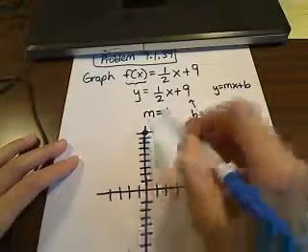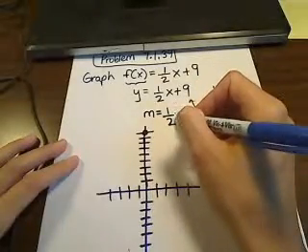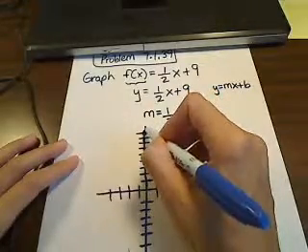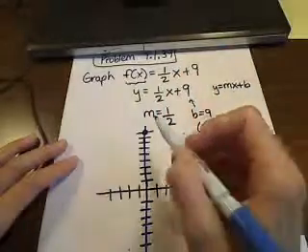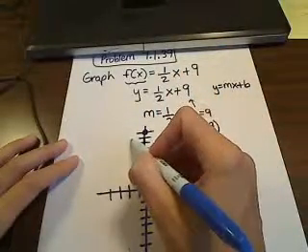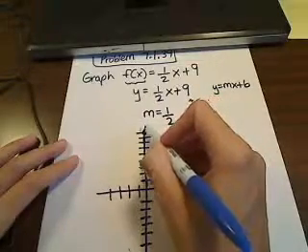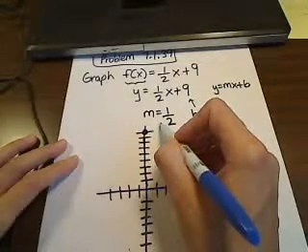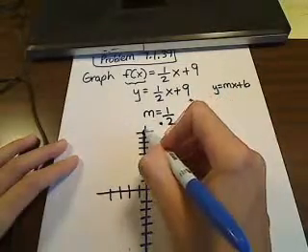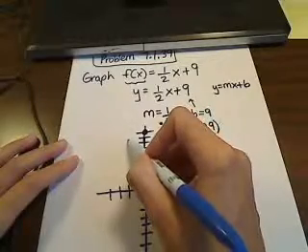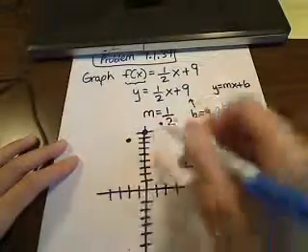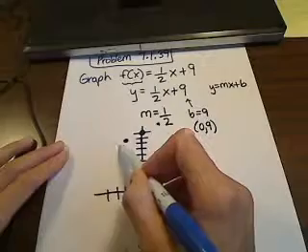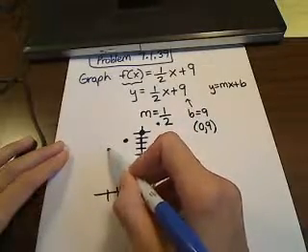Now I can either rise in the positive direction and then run in the positive direction. That would be going up and over. But since that's going to run me off my paper here, I'm actually going to go down and to the left. So going up and to the right is graphing positive for the rise and positive for the run, and that would give me, up 1 over 2, a point over here. I can also go down 1 and over 2, and that's going to give me a point over here, and either direction is okay. And you can keep doing that. You can go down 1 over 2 and get these points right here.